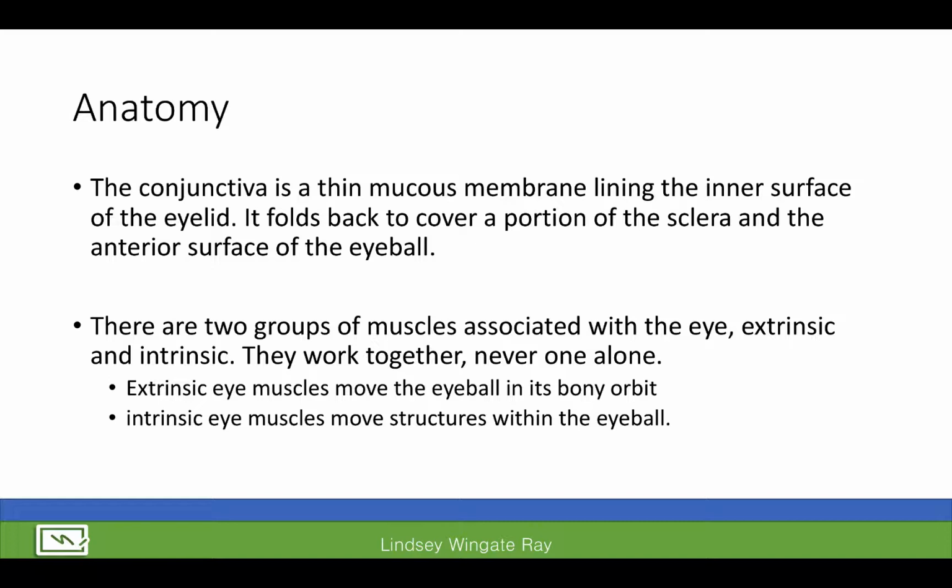There are two groups of muscles associated with your eye, extrinsic and intrinsic. They work together and never one alone. Extrinsic eye muscles move your eyeball in its bony orbit. Intrinsic muscles move structures within the eyeball. The external muscles consist of three sets: two side muscles, two top, and a bottom muscle, an oblique muscle. We're going to look at a picture of this in a second.